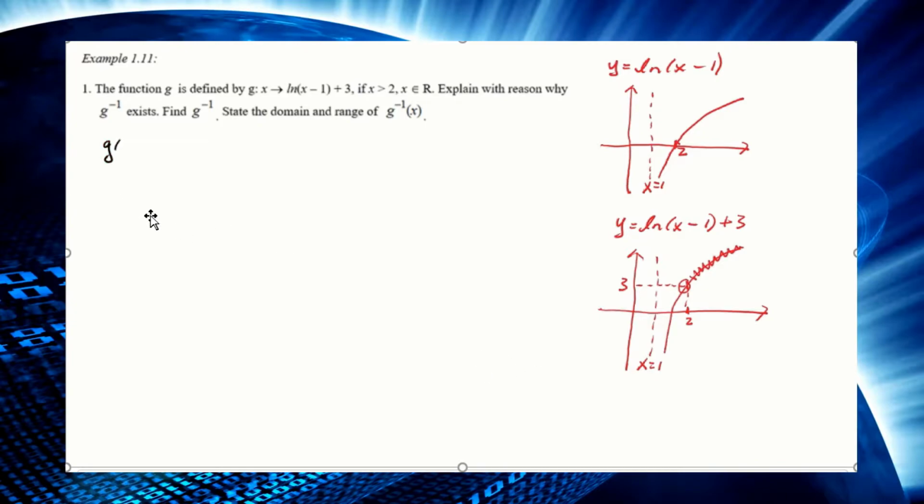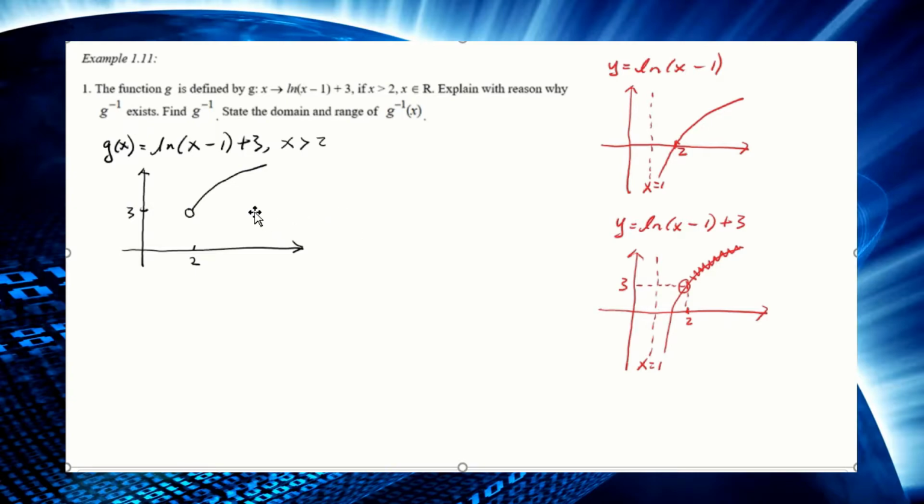First, we just need to draw the graph according to the domain given in the question. This means we only need to show the part of the graph where x is greater than 2. When x is 2, y is 3, so this is the graph that we want to show. Then we know that if a function is one-to-one, then the inverse function exists.